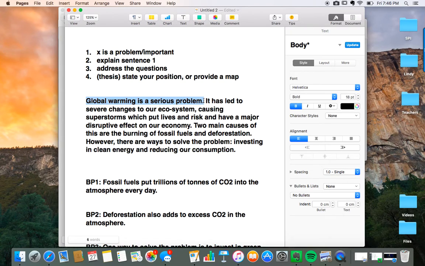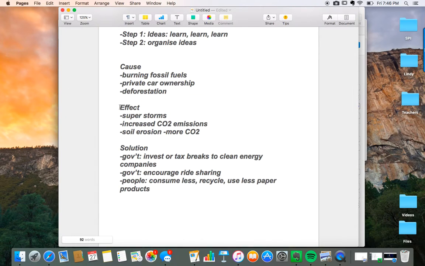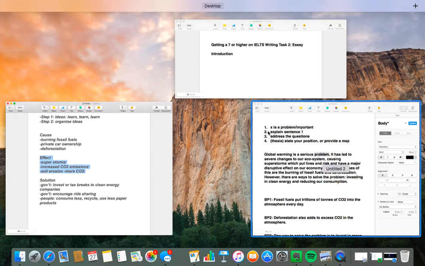Now, if you're trying to get that score in IELTS, if you're trying to get a 7 or 8, you must extend your ideas. You can't just say something and then move on. A lot of writing teachers actually don't even cover this. If you're going to say something like it's a problem, explain why it's a problem. Now, this is why I said to think about the effects too, because that's going to explain why it's a problem.